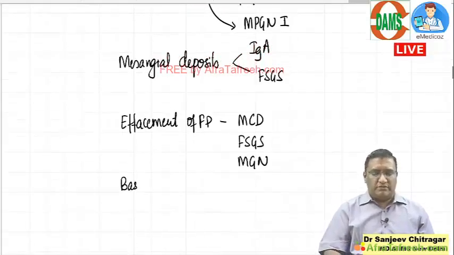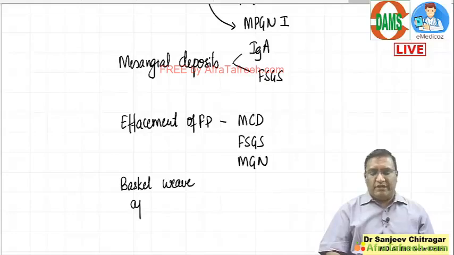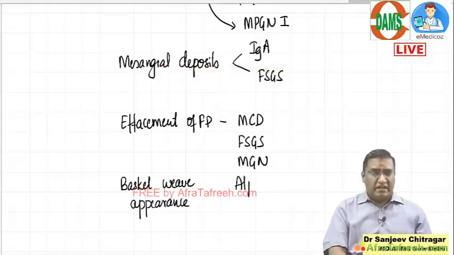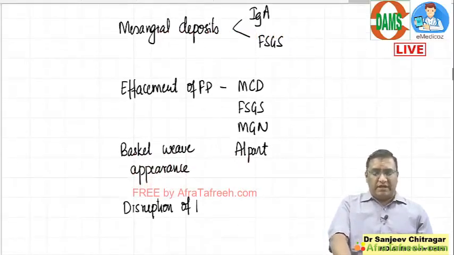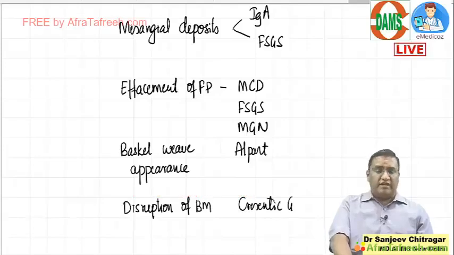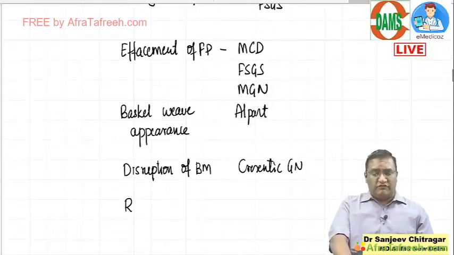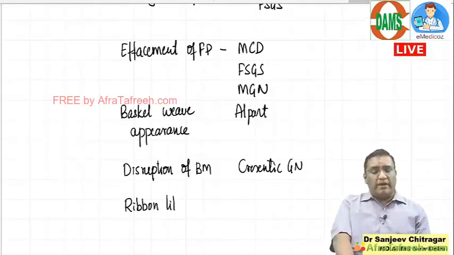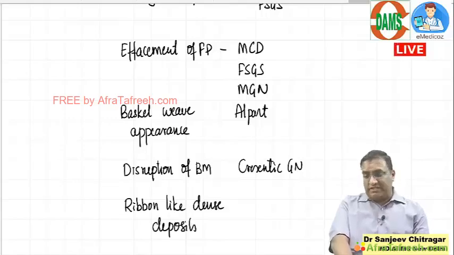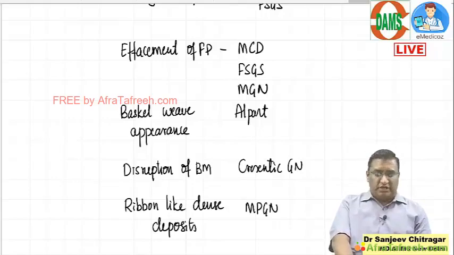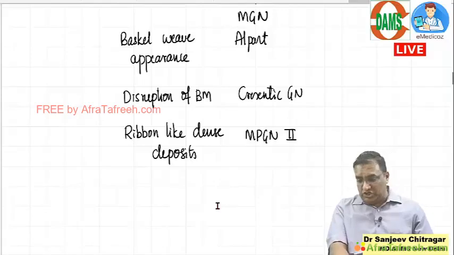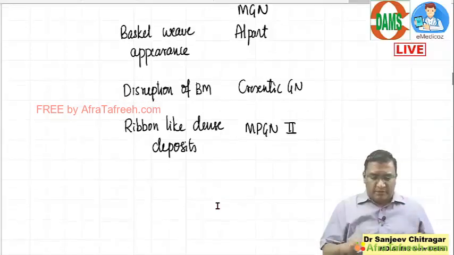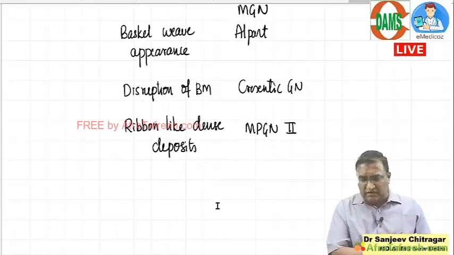Next is basement membrane. So we'll talk about basket weave appearance on EM. Basket weave appearance will be seen in Alport syndrome. Then there will be disruption of basement membrane. So basement membrane gets disrupted in crescentic glomerulonephritis. Then also ribbon-like dense deposits, also called dense deposit disease, type 2 MPGN. So this is the whole of your kidney, quickly revised for you guys.